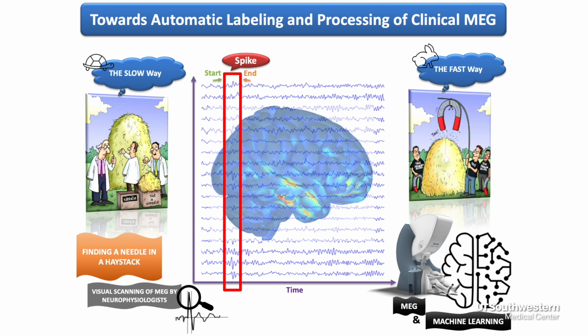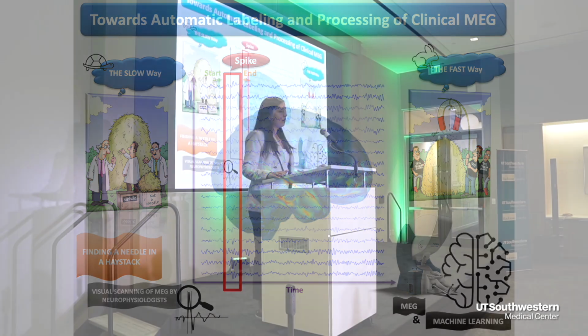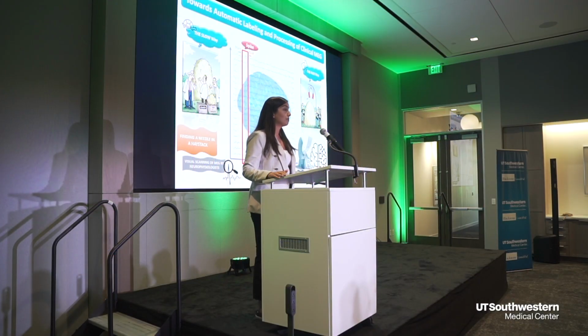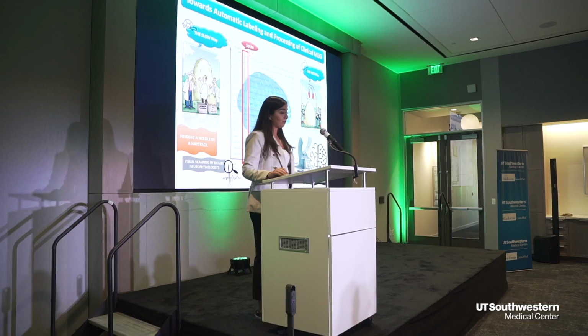The spike detection is done by visually scanning the MEG signals by a trained neurophysiologist. And this spike detection is manually possible, but it's like finding a needle in a haystack, and it's a subjective method. So in my research, my goal is to develop a machine learning algorithm that will be able to automatically detect the spikes, to make this process in clinical practice more automatic and efficient.